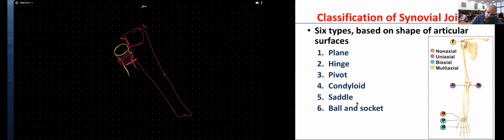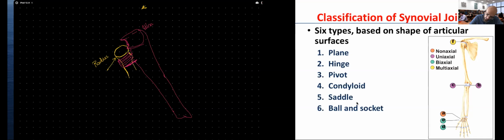This is my ulna on here, and this is my radius. Remember, the radius has this rounded part, which is the head of the radius. And following the head, we've got the neck, and we've got the radial tuberosity on here.